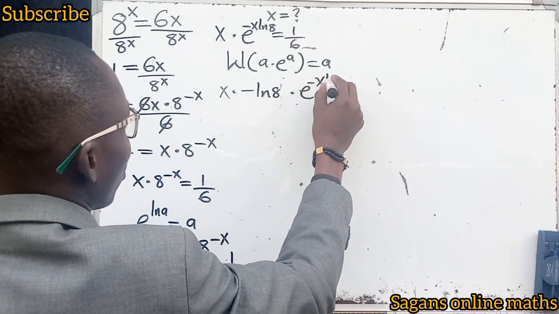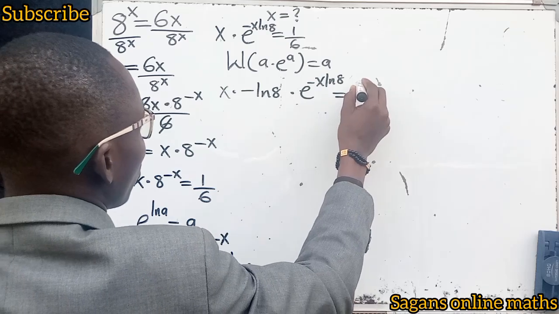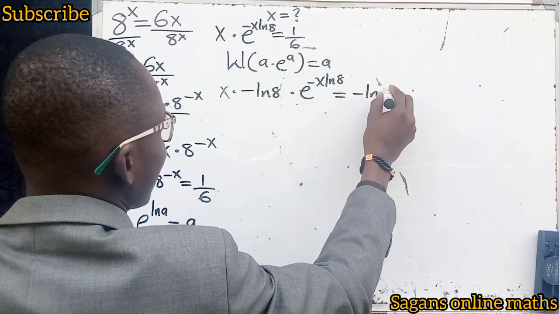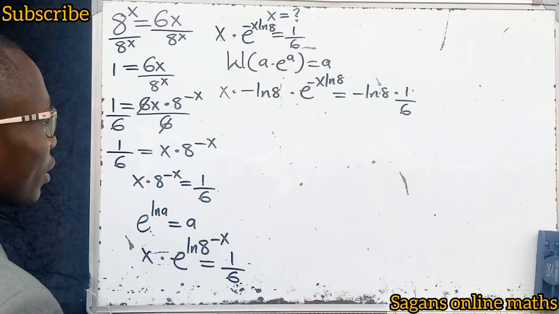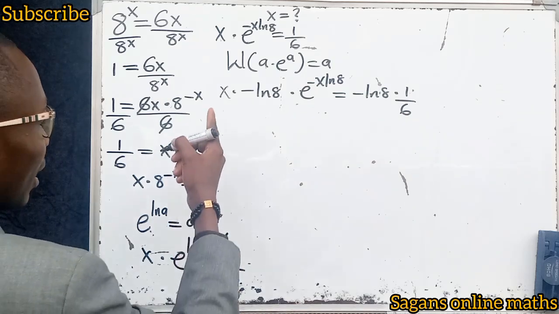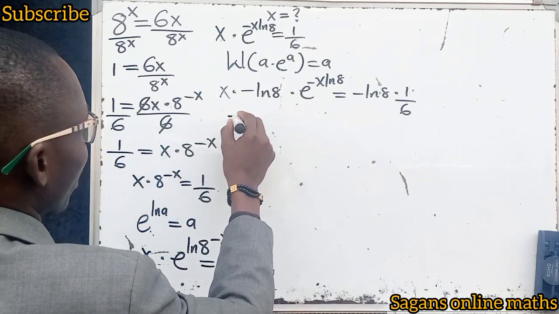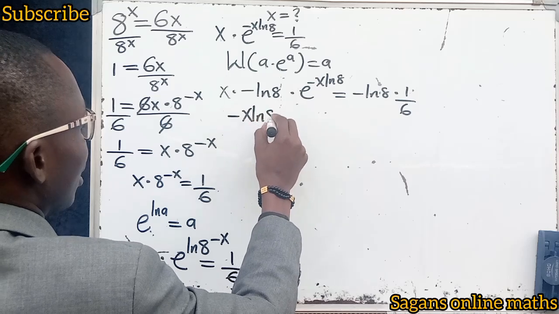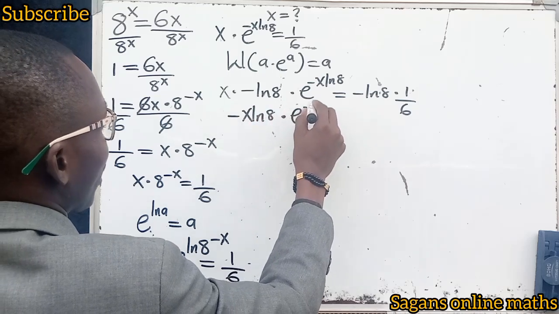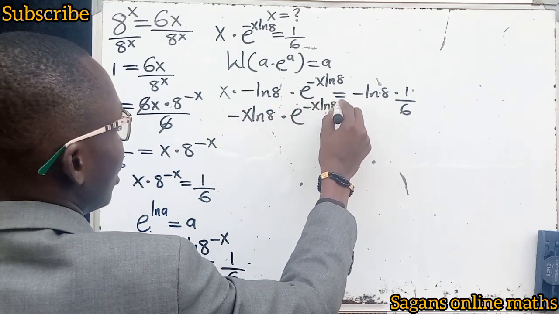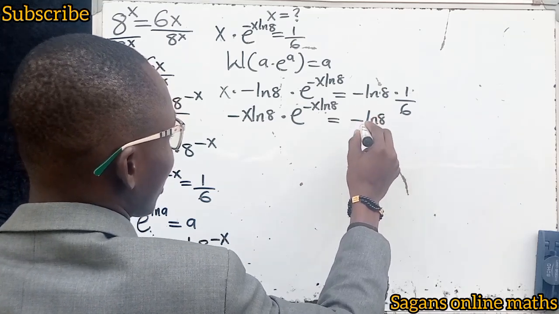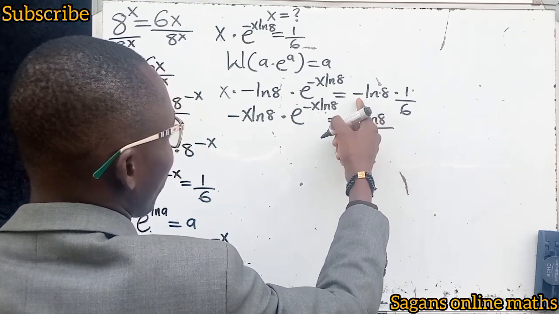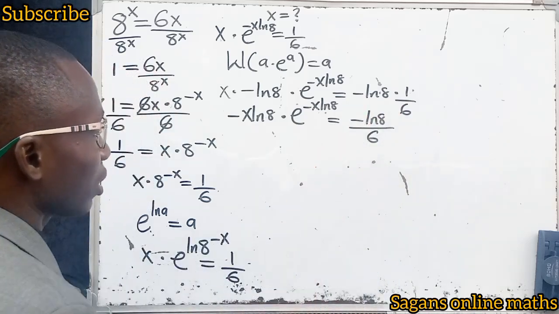Minus ln 8 equals minus ln 8 multiplied by 1 over 6. You can see that we multiply both sides by minus ln 8. Now x multiplied by minus ln 8 will give us minus x ln 8 multiplied by e to the power minus x ln 8 equals minus ln 8 divided by 6, because minus ln 8 times 1 is just minus ln 8.